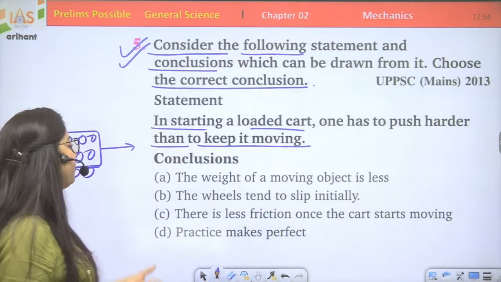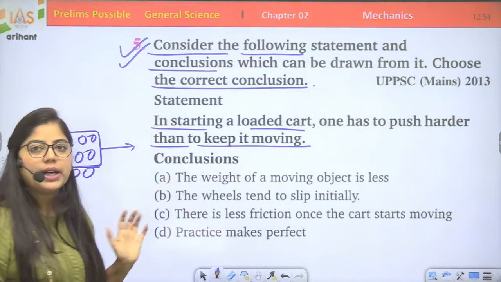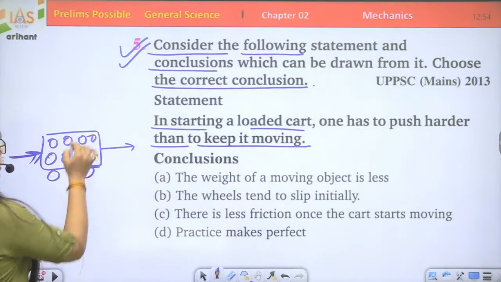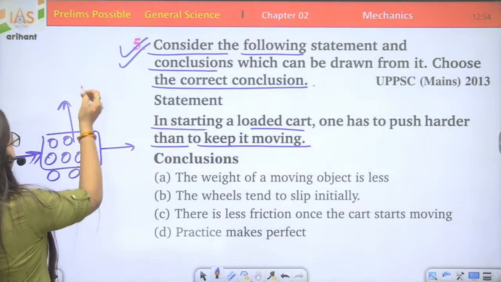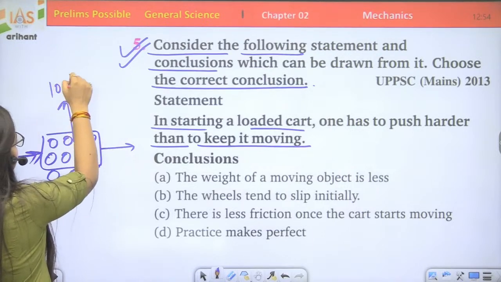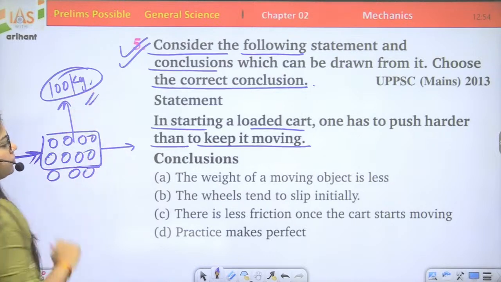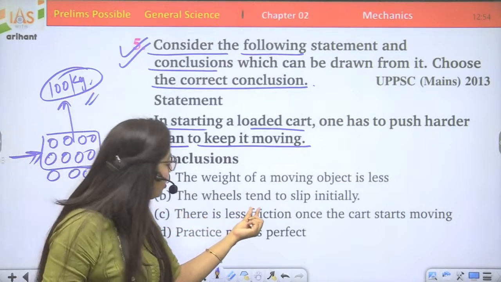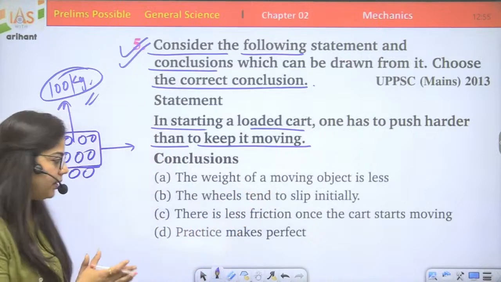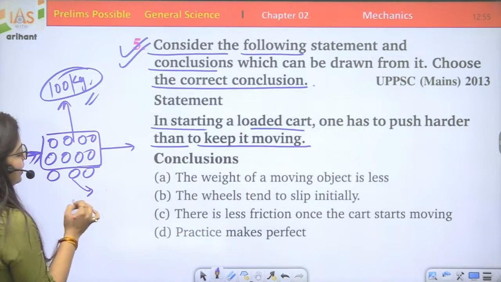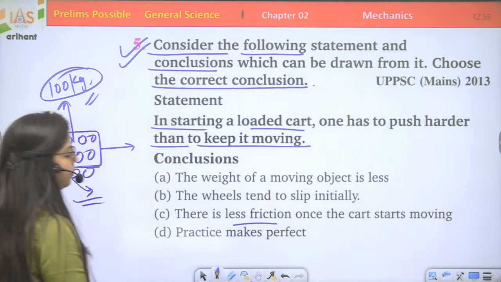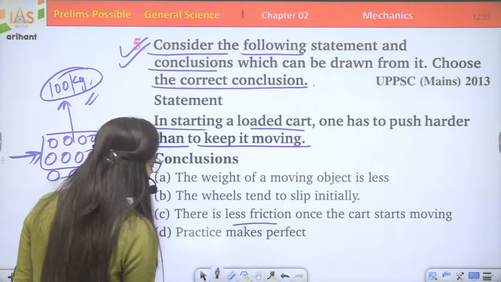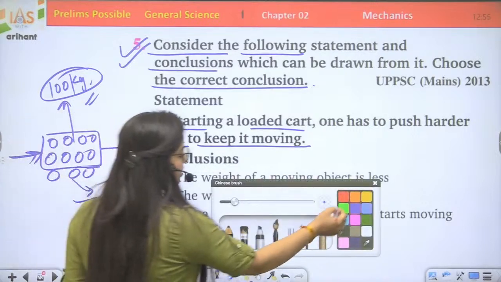Why is it so? The weight of a moving object is less. See, this has so much weight. Assume it has 100 kilogram. Right, the wheels tend to slip initially. The cart wheels tend to slip initially. There is less friction once the cart starts moving. Practice makes perfect. This is not the correct answer.